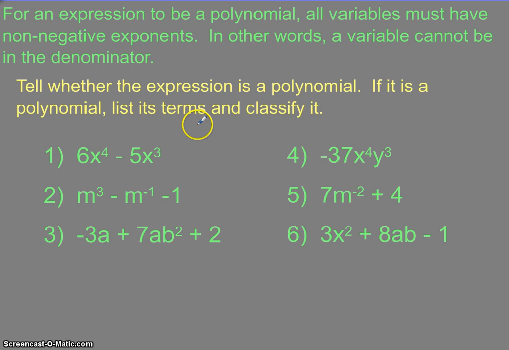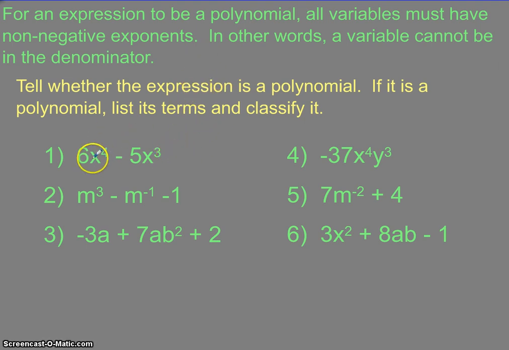Now we're going to tell whether the expression is a polynomial, then list its terms and classify it. So for an expression to be a polynomial, all variables must have non-negative exponents. In other words, a variable cannot be in the denominator. So I could not have, for instance, 1 over x. That's a no-no. It wouldn't be a polynomial if I had 1 over x. If I have a negative exponent, that's the same as having a variable in the denominator. If I have x to the negative 2, remember to make that positive, we move it to the bottom. So that would be the same as having a variable in the denominator.